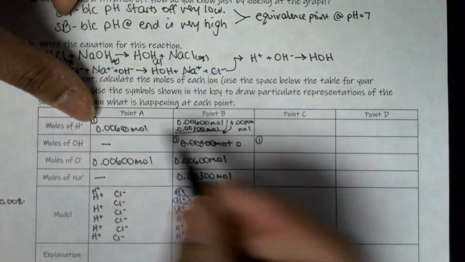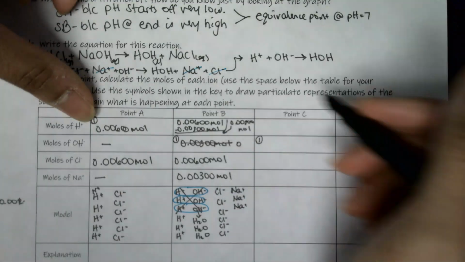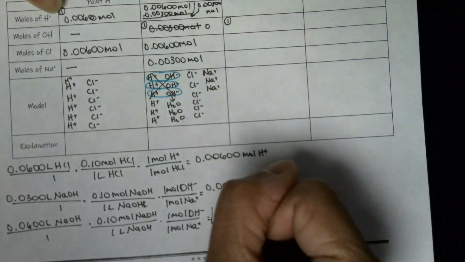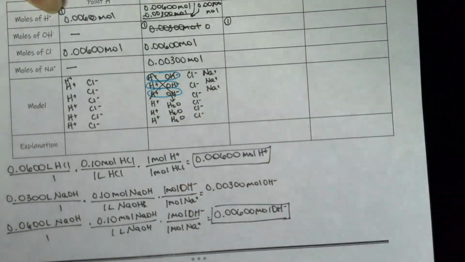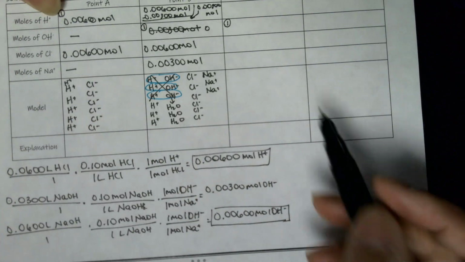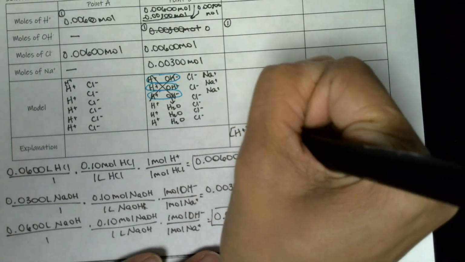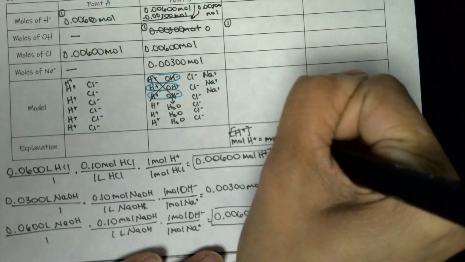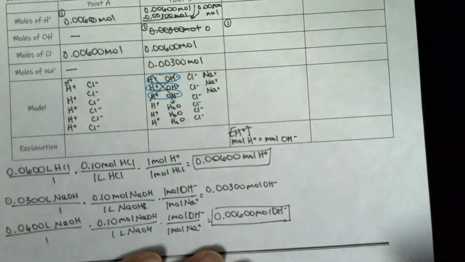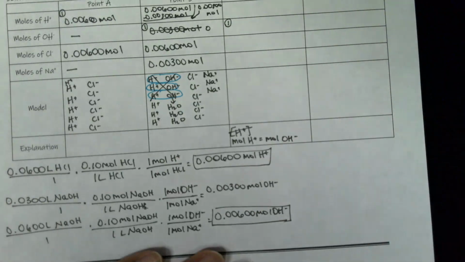So right now I'm just going to compare it to the original amount of H plus. We can see here that our moles of OH minus are equivalent to our moles of H plus, and that's what's happening at point C. So I'll put that down in here, and I'll actually show you right here. The moles of H plus are equal to the moles of OH minus. And again, we've got the same amount of Cls, but we end up with more Na pluses.